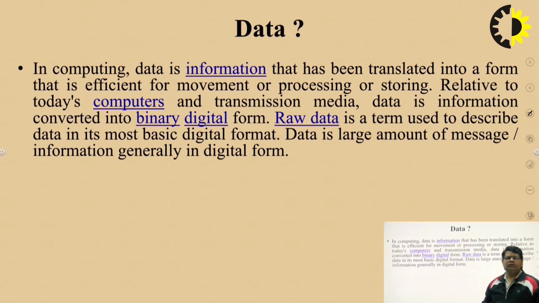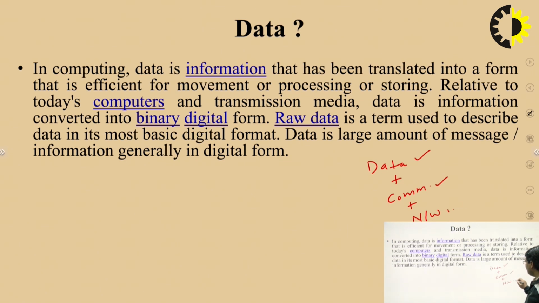So first of all, we have to study the meaning of data communication network. Basically, data communication network is made up of three words, that is data plus communication plus networks. That is, to understand the meaning of data communication network, we have to understand the meaning of three words, that is data, communication and network. So what is data? Basically, there is message or information.